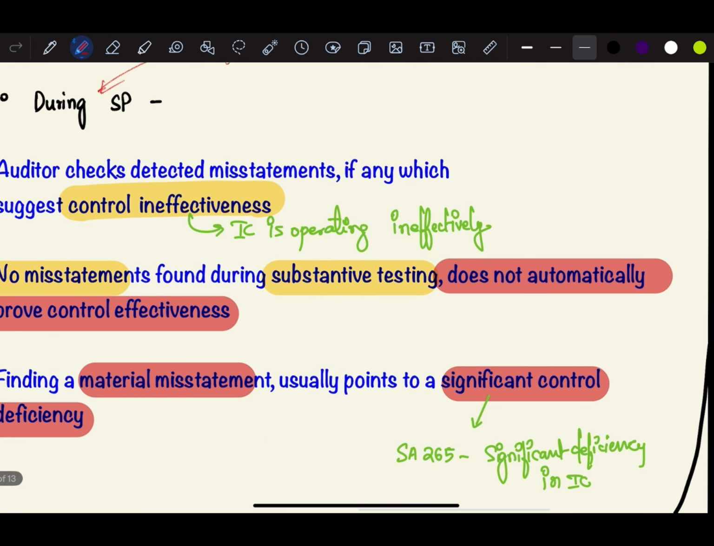During the substantive procedures, the auditor will check detected misstatements, if any, which suggest control ineffectiveness. So he will check whether the detected misstatements, if any, suggest control ineffectiveness.